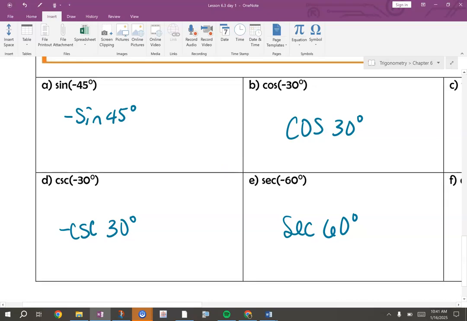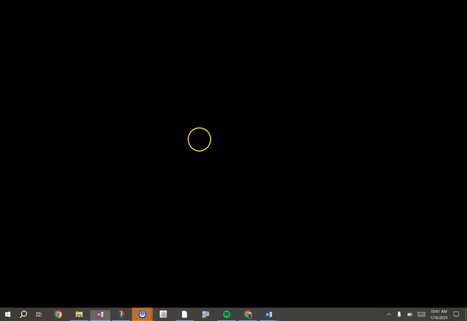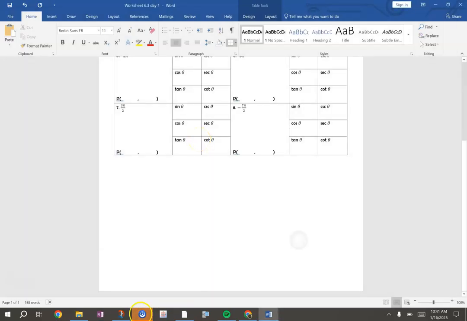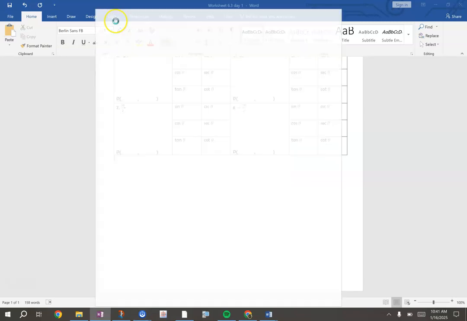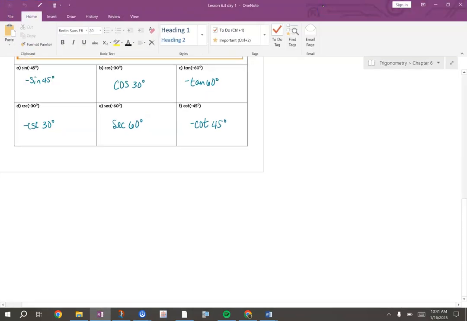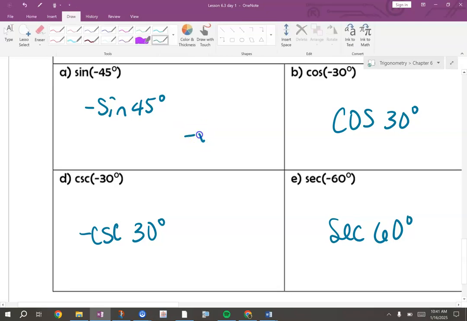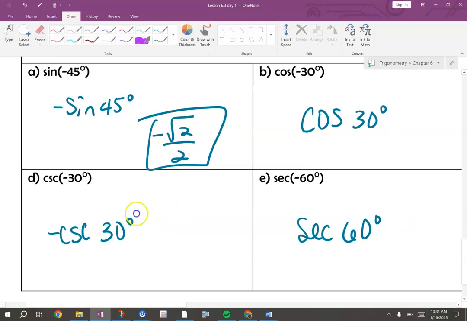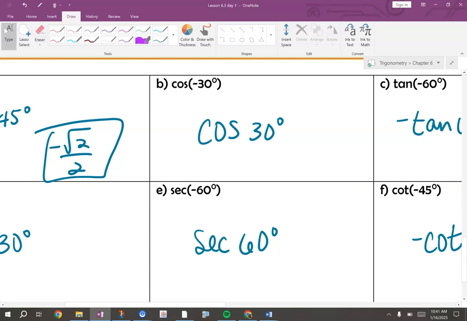Really, the only other thing in this lesson is just figuring out what those answers are. What is sine of 45? All right, so letter A, negative rad 2 over 2. Perfect. Cosine of 30 degrees. Do you guys remember that? But it's going to be positive, right? Rad 3 over 2.